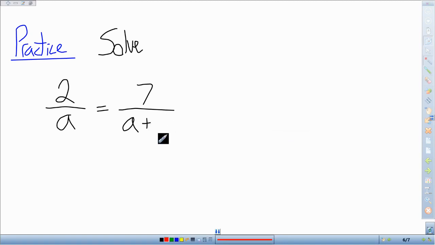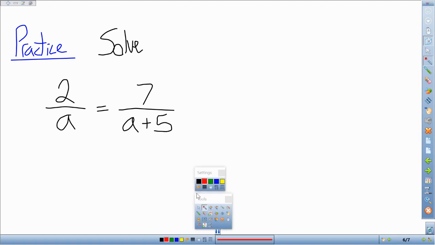One other thing I want to point out, just something that popped in my head. What if this was a plus 7? Could I reduce these 7s? All right, and the answer to that is no. This plus sign here is kind of binding a and 7 together, and the only thing I'd be able to cancel out this a plus 7 with would be another a plus 7. So just be careful with that. Either way, we can't reduce, but hopefully you started by cross multiplying.